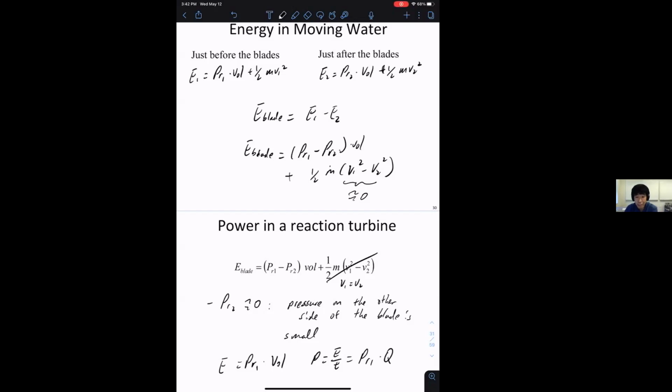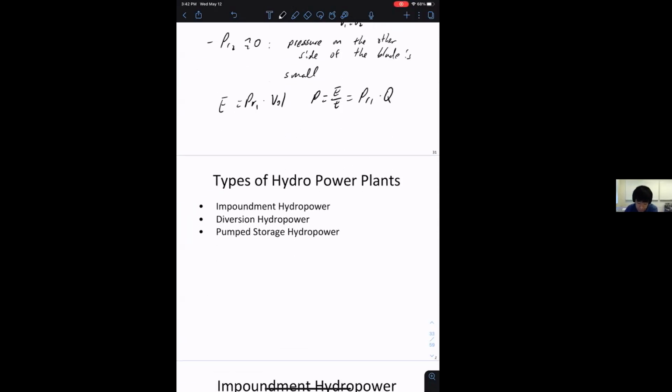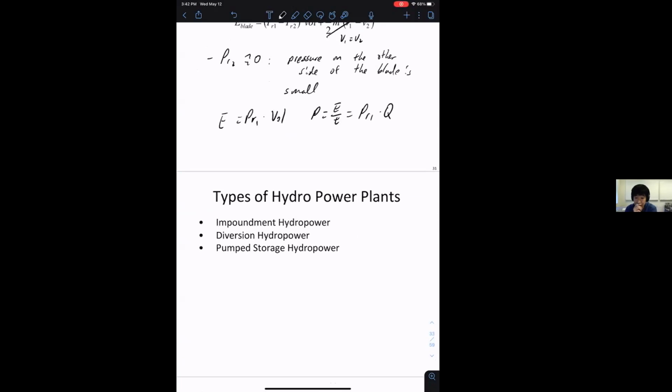More interestingly, let's look at the different kinds of hydropower we can have. There are actually 3 types of hydropower that you commonly see in practice. Impounded hydropower means the hydropower plant you have in your mind. This is where you have a large reservoir and a big dam, like the Grand Coulee, and this is what we think of as being hydropower.